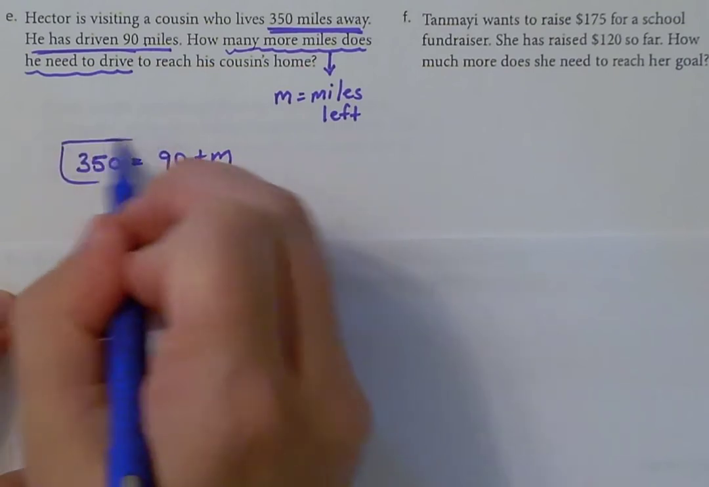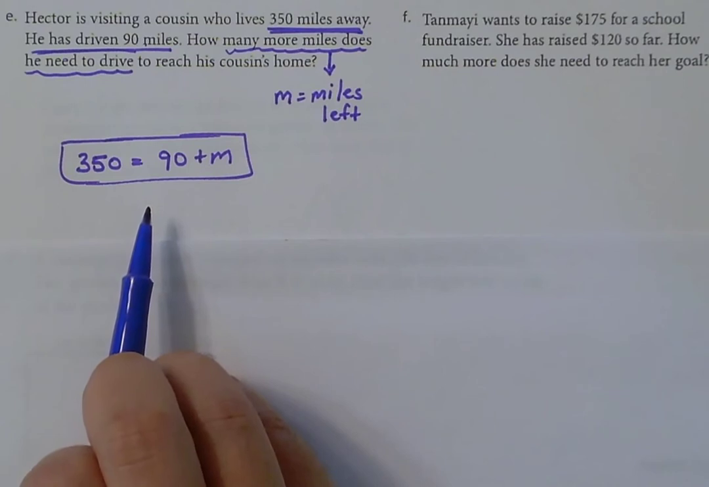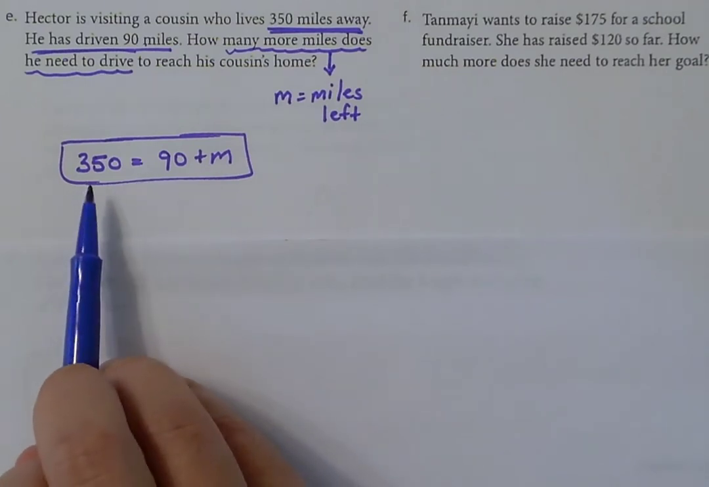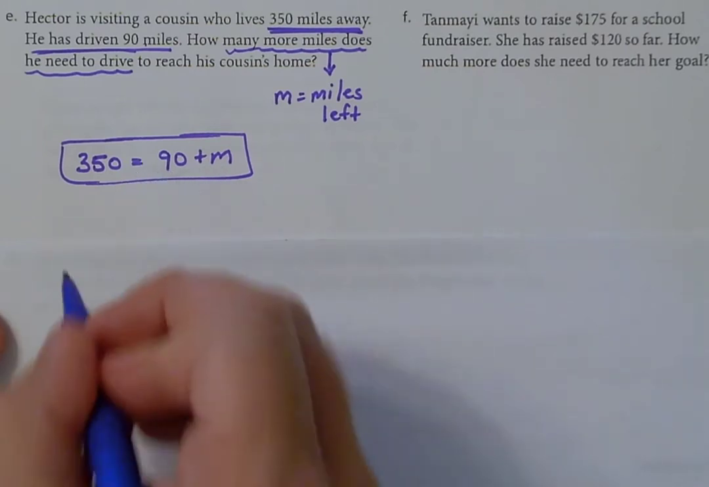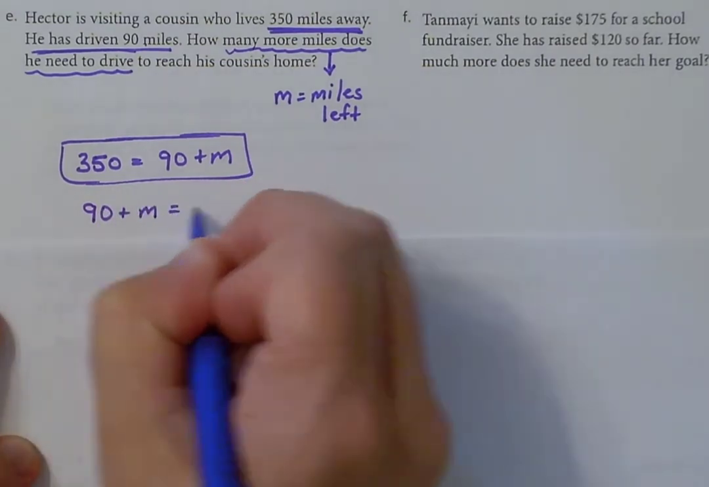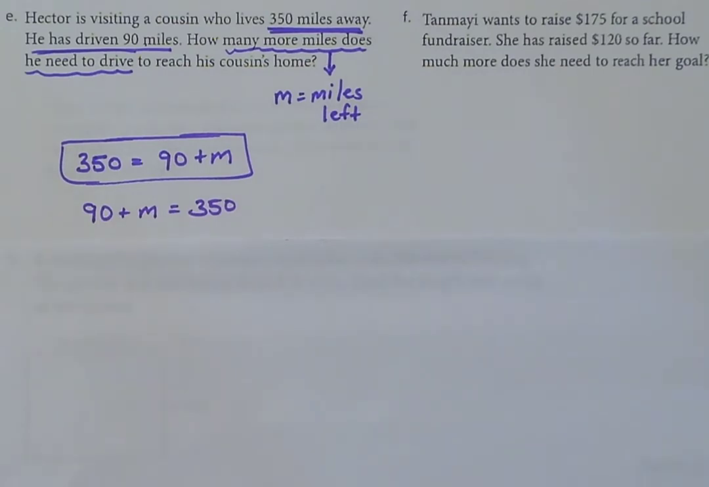Now, it does kind of ask us how many more, but in this part, I really just want you to practice setting up equations. I think you could solve that. So we're just going to leave it as that because I want you to write an equation. So 350 equals 90 plus m. You could also write this as 90 plus m equals 350.